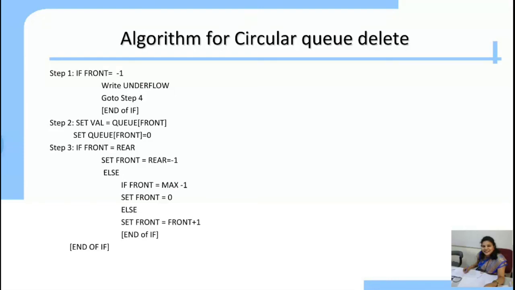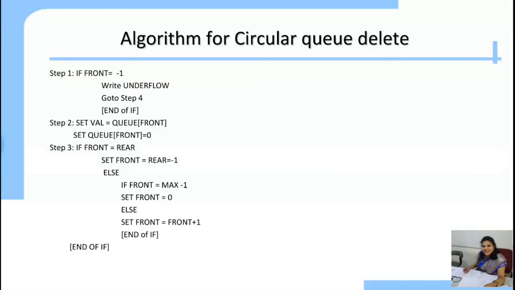Step 3. If the front is equal to rear, when does this condition happen? If there is only a single element present in the queue. If there is only one element left in the queue and it gets deleted, your queue becomes empty. And the queue empty condition is front is equal to rear is equal to -1. That's why in step 3, if front is equal to rear, then set front and rear equal to -1.